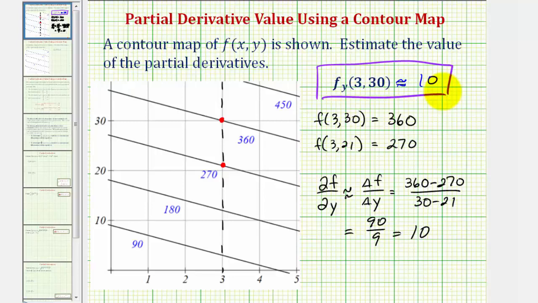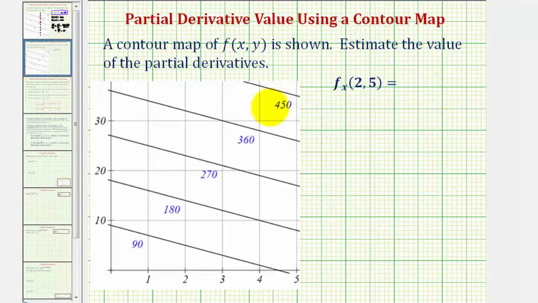Let's take a look at a second example. We have the same contour map, but now we want to estimate the partial derivative of f with respect to x at the point 2, 5. So here's the point 2, 5. Notice how the function value is 90. So we know f of 2, 5 equals 90.